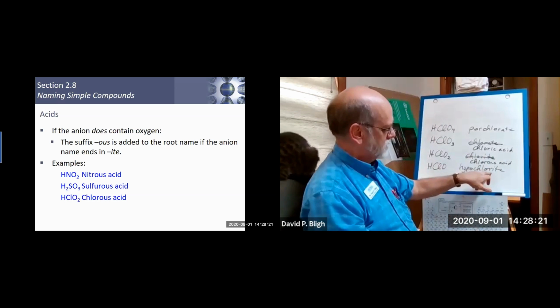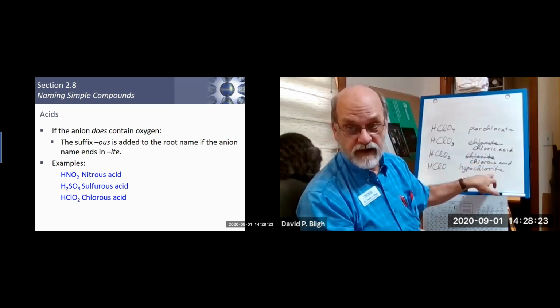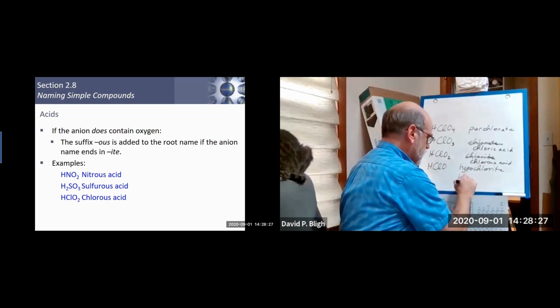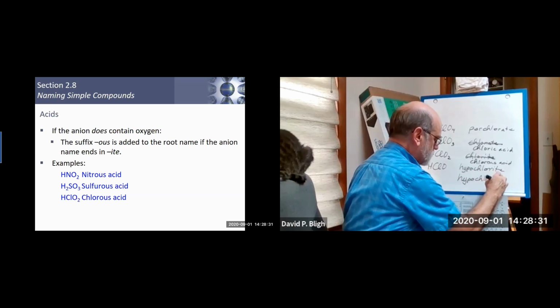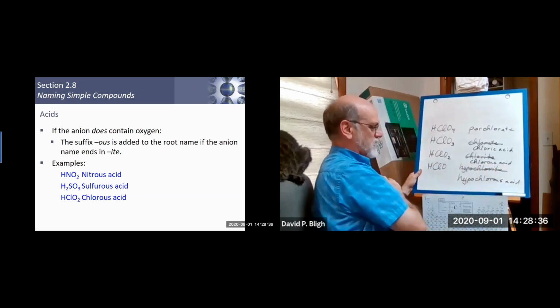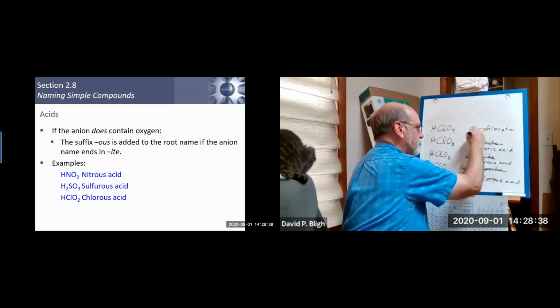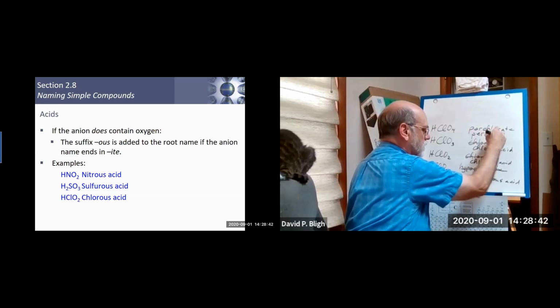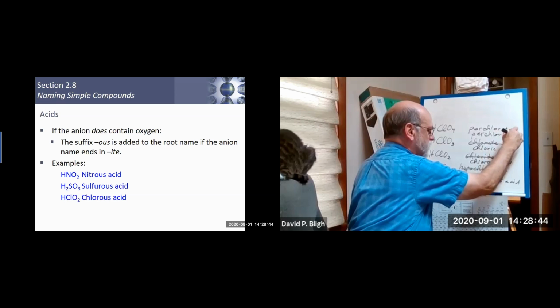So what does that make this one? Well, ite, we can keep that as ous, but we have to keep the hypo. So we say hypochlorous acid. And then this one is perchloric acid.